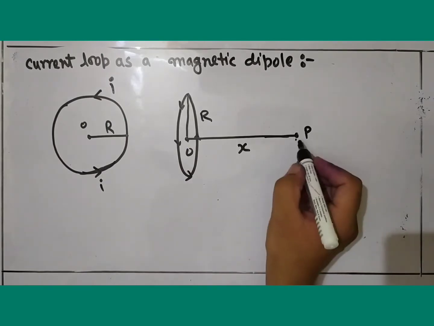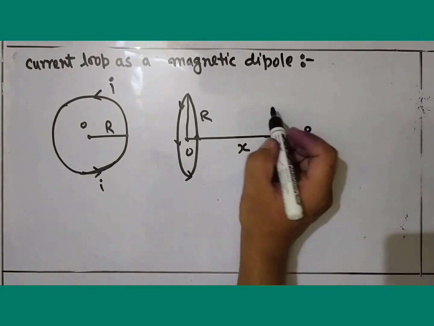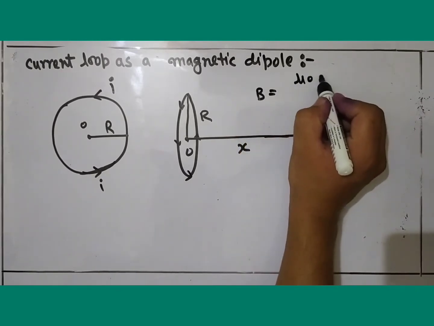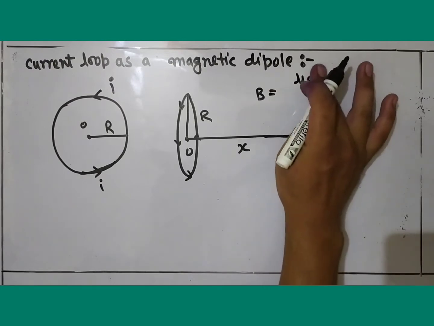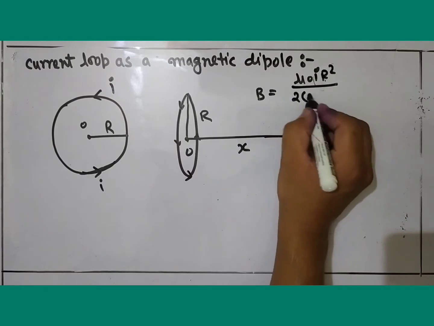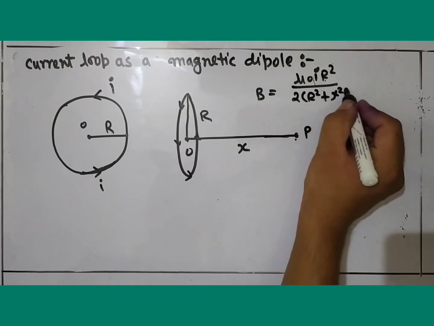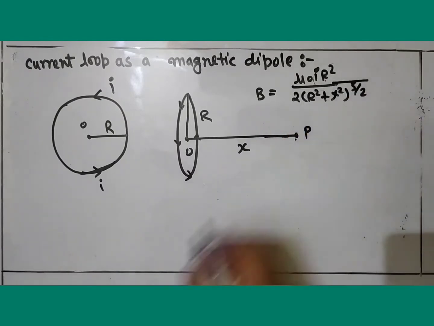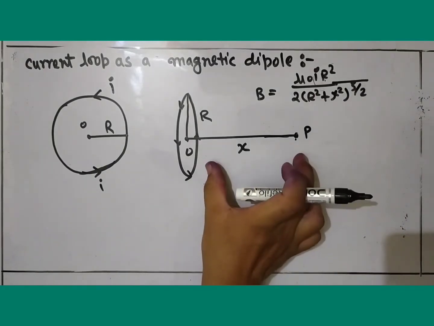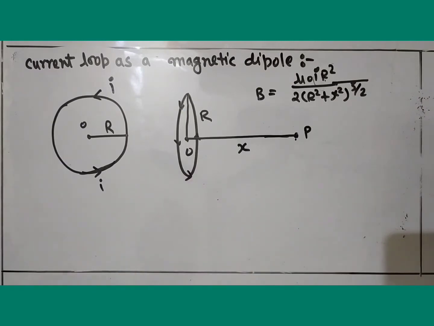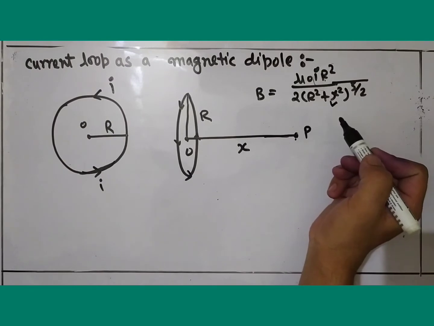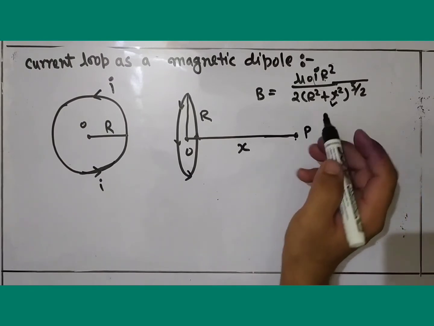So the magnetic field at point P is given as B is equal to mu naught I R square over 2 times (R square plus x square) whole raised to the power 3 by 2. Okay, this is the expression for the magnetic field at point P, which is separated at distance x from the center of the loop.